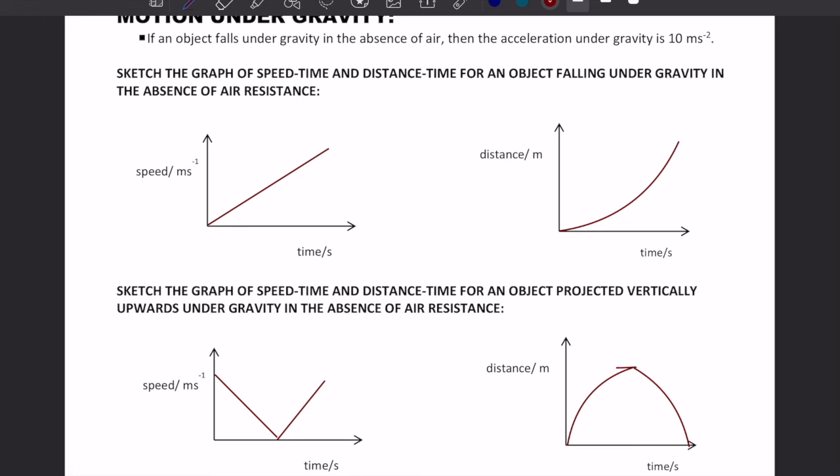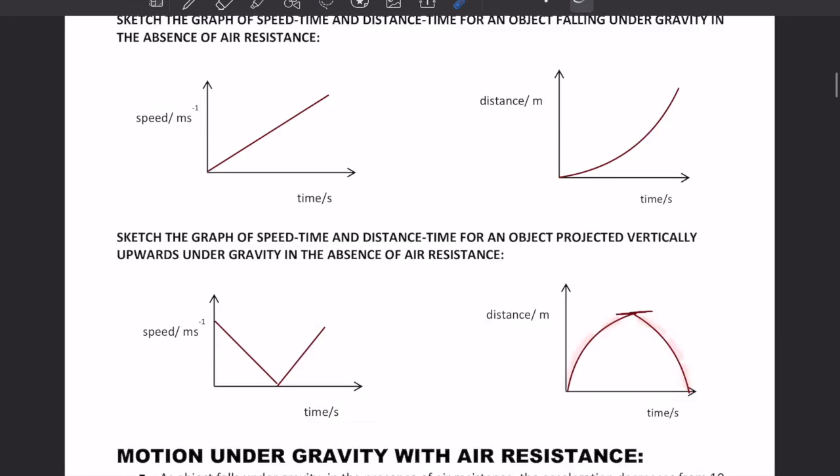At the highest point, the speed becomes 0, so a tangent to the graph would be a flat horizontal line. As it goes up, the distance is increasing, but the speed is decreasing, which is being represented by the slope of this graph. So the gradient of this particular graph is decreasing, which means that the speed is decreasing. Whereas over here, the speed is increasing on its way down.